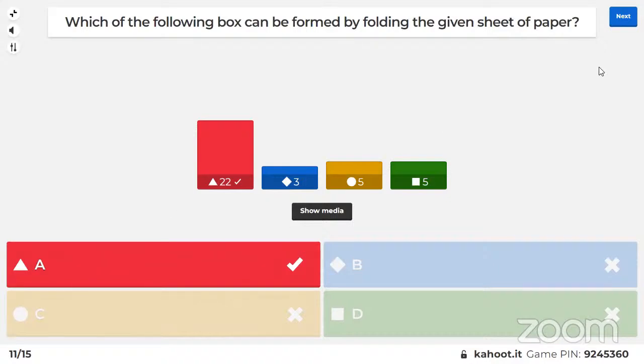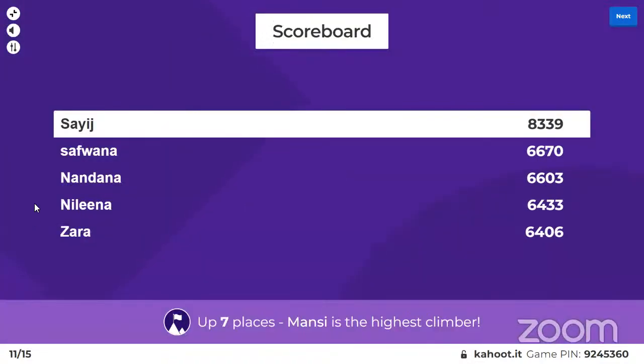All right. The leaderboard after the 11th question will look like this. Sai is still on the top, so we don't have any changes in the leaderboard, only changes in the scores. Sai is on top with 8339 points. Second spot goes to Safana. Third spot goes to Nandana. Fourth spot goes to Nilina. And the fifth spot goes to Sara. New climber here, Mansi. Mansi is the highest climber here, climbing up 7 places.